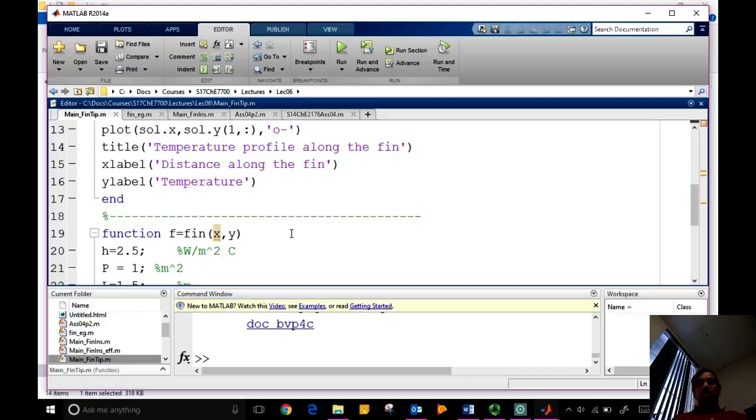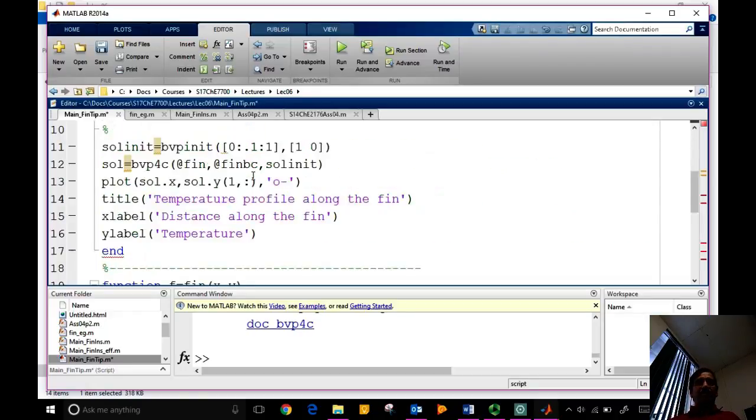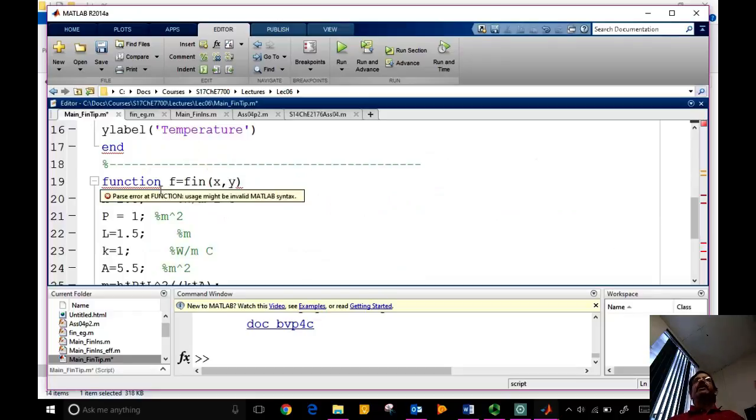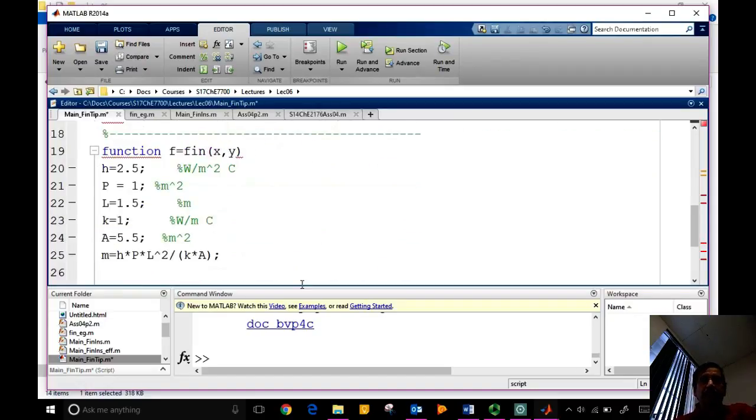Or I can make this into a script. If I make this into a script, that means I just comment that out, then it treats it as a script. But it will complain because I cannot embed a function within that. I need to put these functions outside this file in the same directory for it to find these two functions. The first function is just called fin.